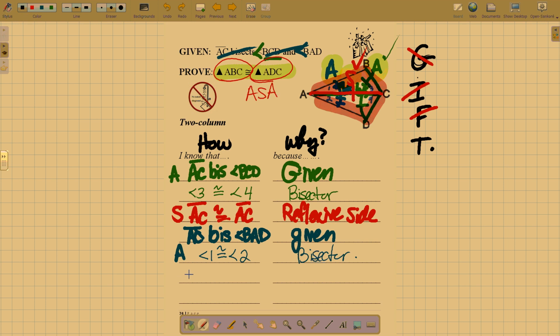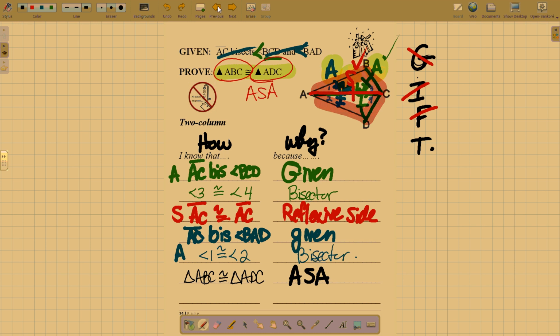So I can conclude by saying that triangle ABC is congruent to triangle ADC, and the shortcut used is angle, side, angle. How on the left, why on the right.